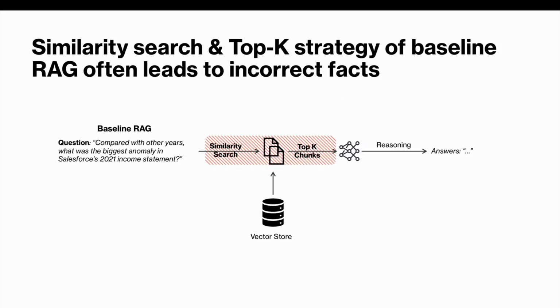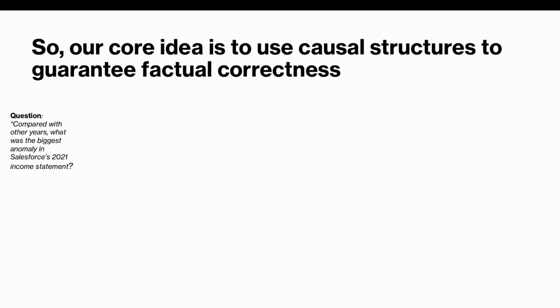In baseline RAG, embedding similarity and a fixed top K retrieval are weak logic for selecting the right facts. These strategies cannot guarantee sufficient information to answer why or non-obvious what questions. Our approach, therefore, places factual correctness at the foundation, leveraging causal structures to ensure that answers are both accurate and supported by original content. Here, we use a causal RAG agent applied to 10K reports as an example.